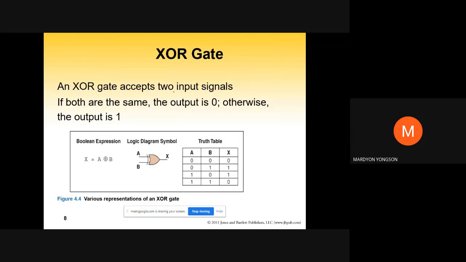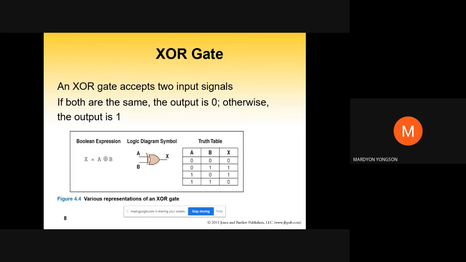So, an XOR gate accepts two input signals. If both are the same, the output is 0. Otherwise, the output is 1. So, dito naman sa XOR gate, since or pa din naman siya, nilagyan lang ng line para maging exclusive OR. So, addition pa din yung ginagamit. And then, gumagamit lang ng ganitong symbol, yung plus na may circle. So, x equals a plus b.